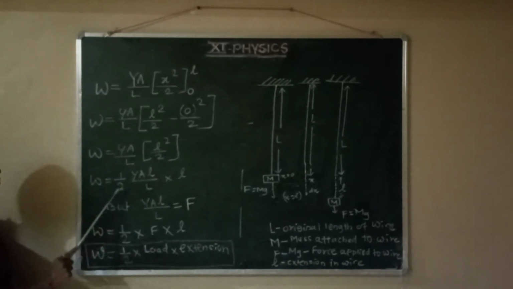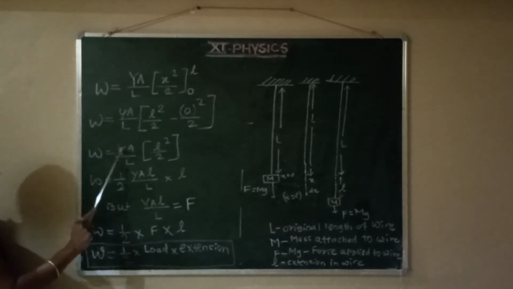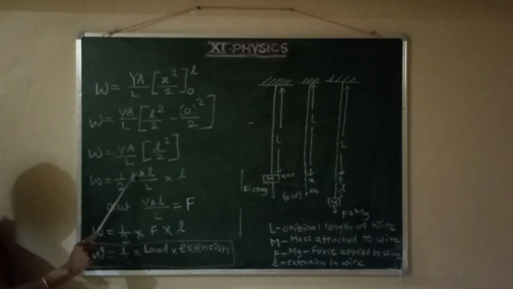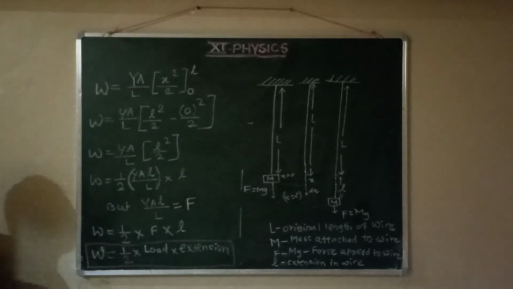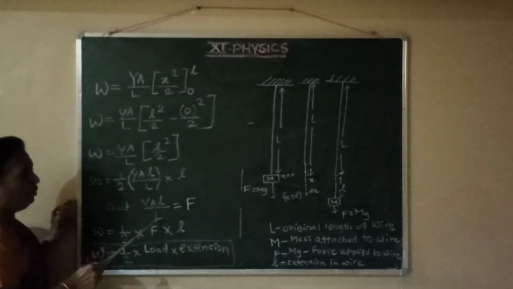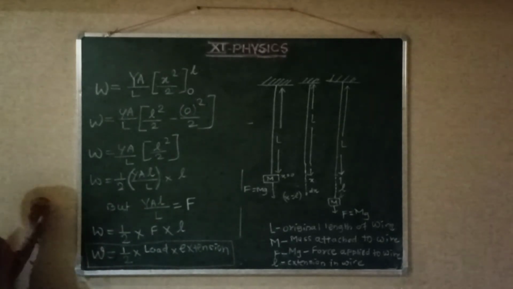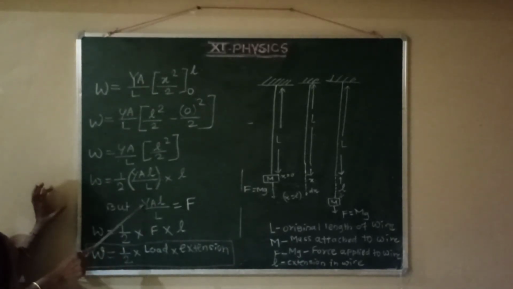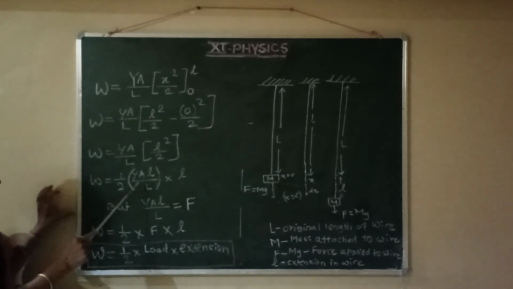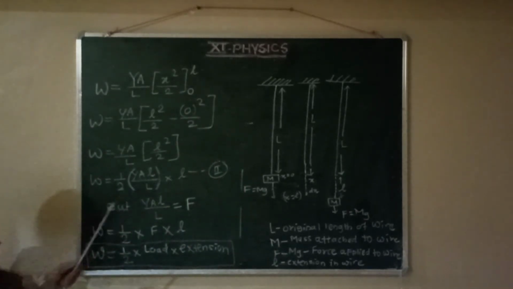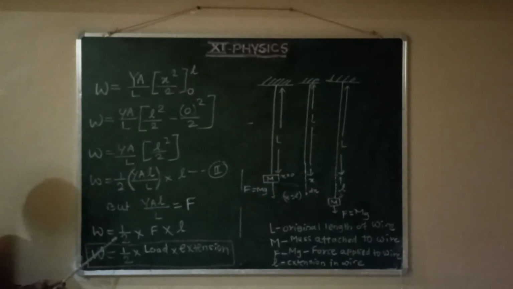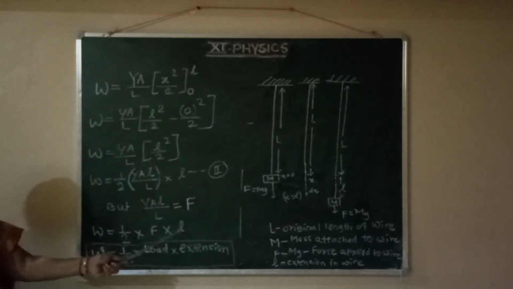W is equal to this 2 you can write as it is. 1 by 2 YA. This L will get split. We write it as YAl upon L into what? This L. But we know YAl upon L is equal to what? F. That we have said in equation number 1. The force is equal to YAl upon L according to the formula for Young's modulus. So this equation, call this as suppose equation number 2. This equation number 2 becomes work done W is equal to half into YAl upon L is replaced by F into this L as it is.